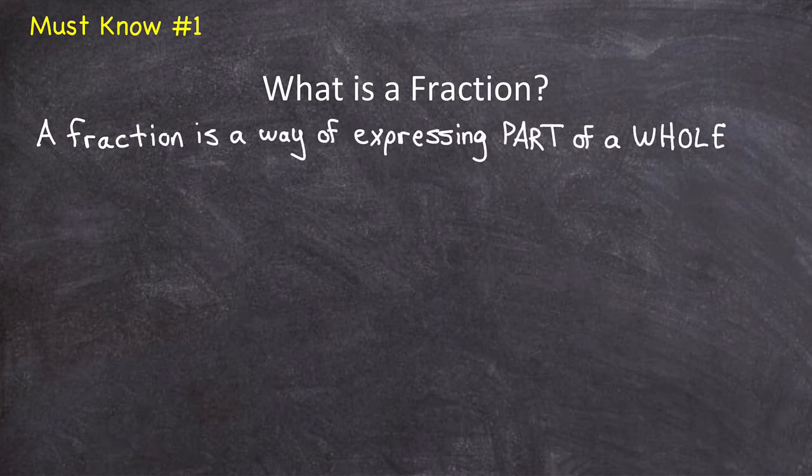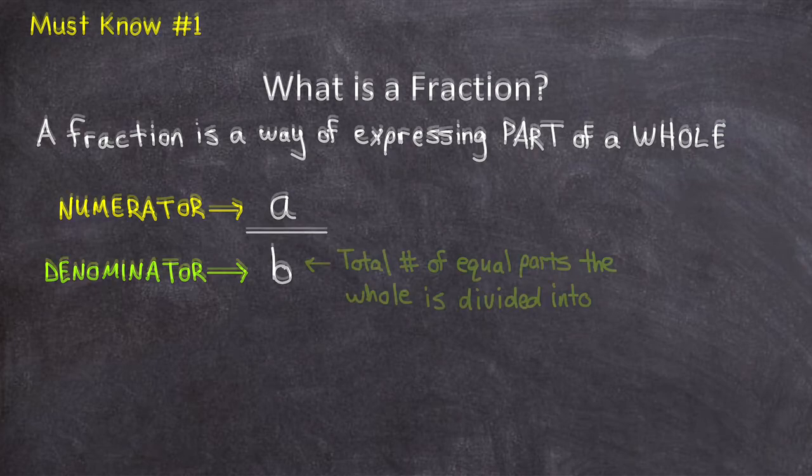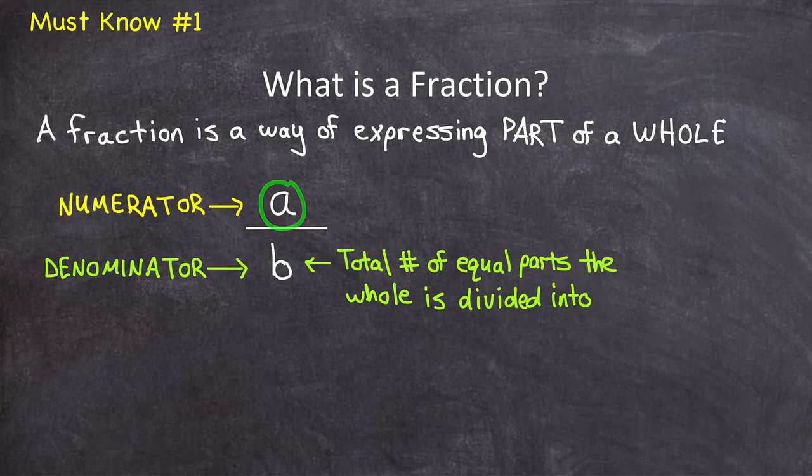A fraction looks like this, where we draw a horizontal line, which represents a division operator. Above the horizontal line goes a number which we call the numerator of the fraction, and below the horizontal line goes a number which we call the denominator. The denominator represents the total number of equal parts that the whole is divided into, and the numerator represents the number of parts of the whole that are being considered.